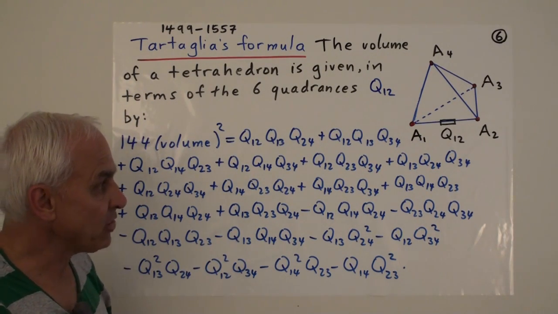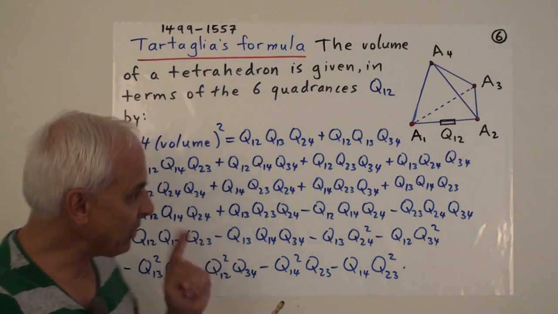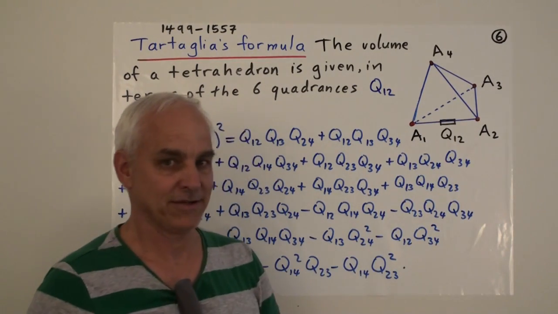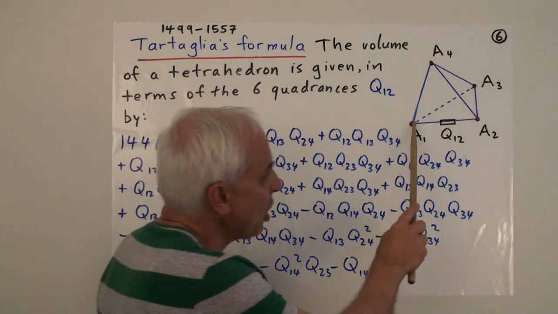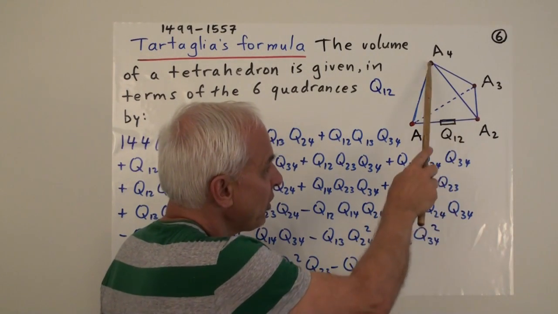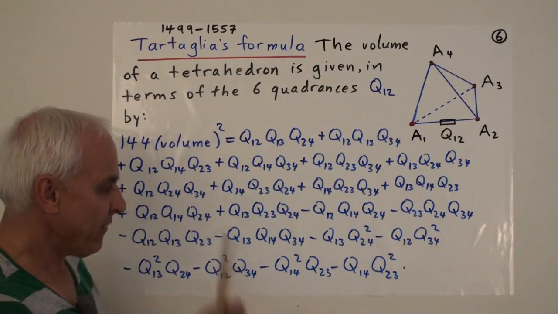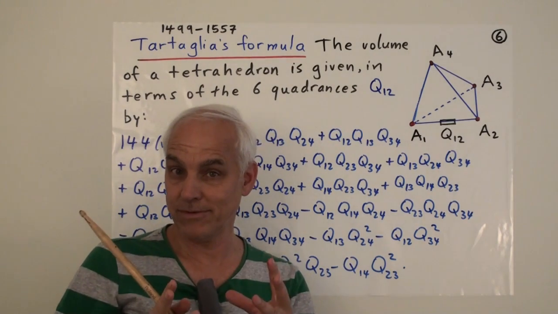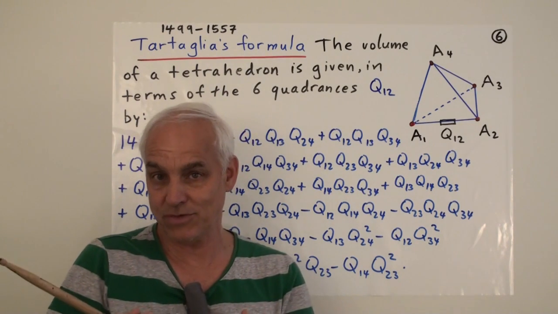What is its volume, not in terms of the area of the base and the height, but suppose that we know only the side lengths, or better yet, the side quadrances. Can we figure out, just from knowing Q1,2, Q2,3, Q3,4, Q2,4, Q1,4, and Q1,3, there are six of these quadrances, if we know those six numbers, then we feel that the tetrahedron is determined. So its volume is determined, and there should be some way of expressing that volume in terms of those six numbers.